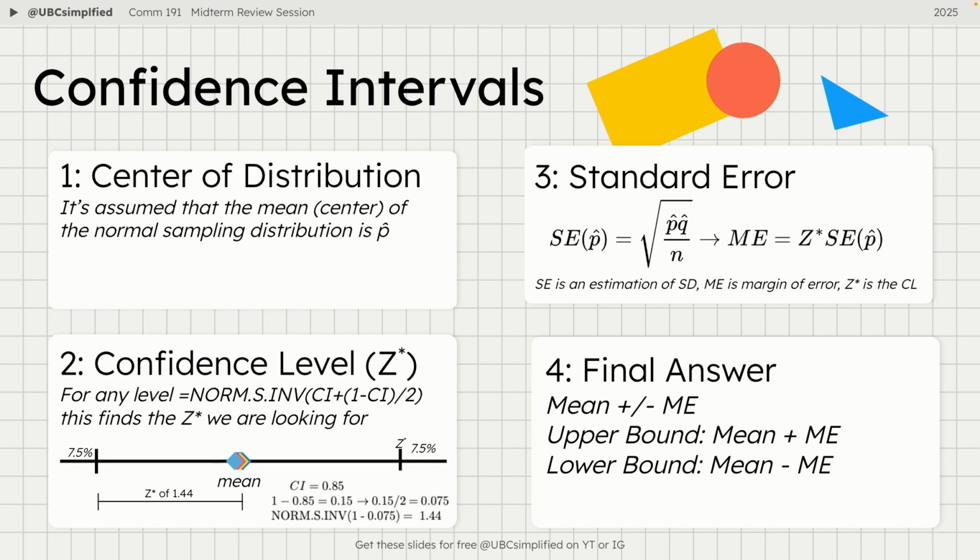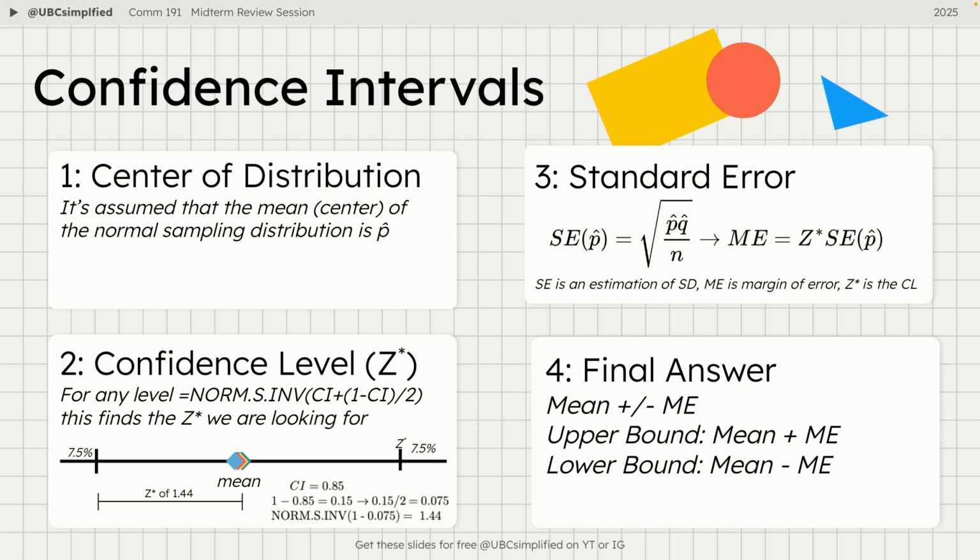And then to get to your margin of error you multiply your z star, which is what we calculated with the norm.s.inv function, times your standard error, and then your final answer will be your mean, which is the center of your distribution, p hat, plus or minus your margin of error.